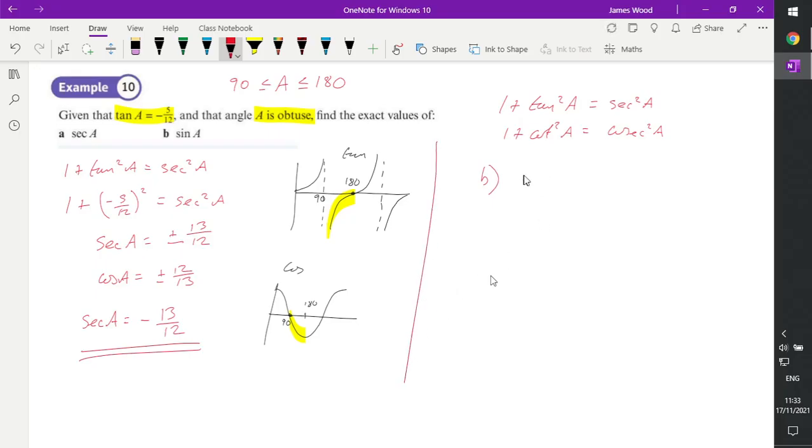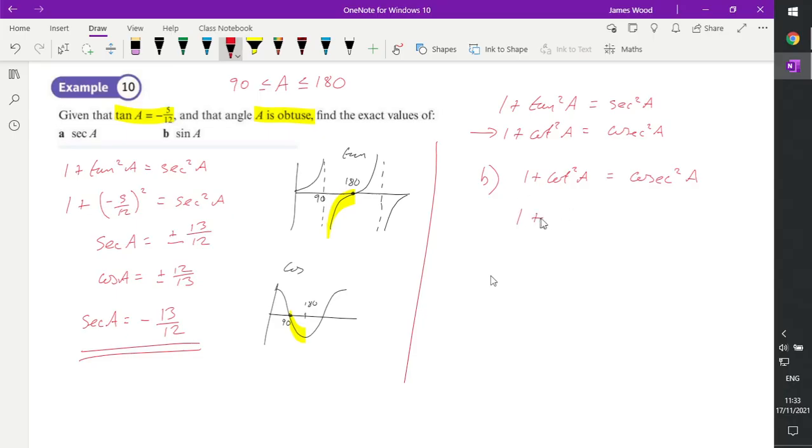For part B, to find sine A, there's a couple of different ways you can do it. I'm going to do it by the same sort of method that we've just done, just so I can show you the method again. So we want something that links tan and sine. So actually I'm going to go for this one here: 1 plus cot squared A equals cosec squared A. Now that might not be immediately obvious why I picked that one, because on the face of it, it doesn't look like it talks about tan or about sine. But cot is 1 over tan, so really I do have that one. And cosec is 1 over sine, so I do really have that one as well.